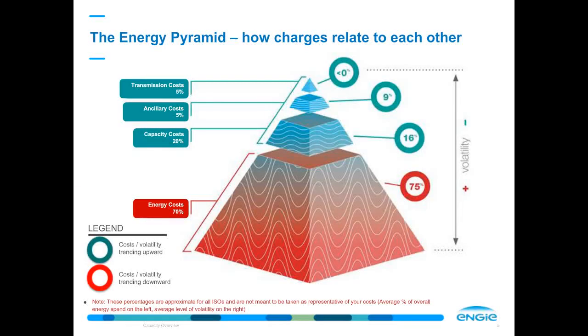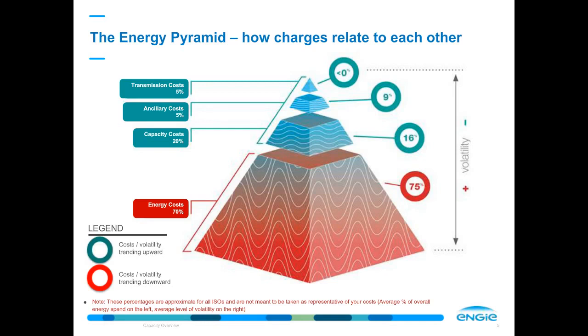So let's start off and talk a little bit about capacity and position capacity within the energy pyramid. What you're seeing here is a representative energy pyramid for the components that make up delivered cost of energy. When you look at your bill, usually the largest component is your underlying energy costs. However, there are three other components: capacity, ancillary services, and transmission costs. Again, this is meant to be representative, but more and more we're seeing the capacity costs become a higher percentage of your delivered cost of energy.